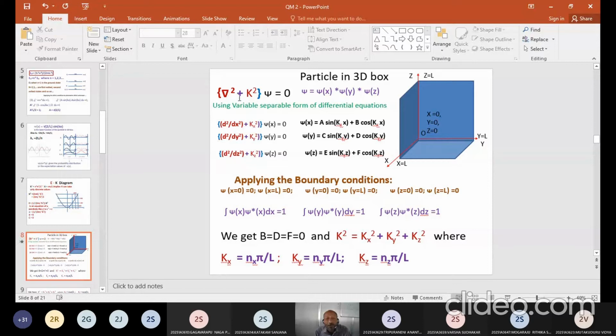∂²/∂z², plus k² of psi is equal to 0, because I have a three-dimensional box. Three-dimensional box, so del is in 3 dimensions. And psi is the wave function of the particle.